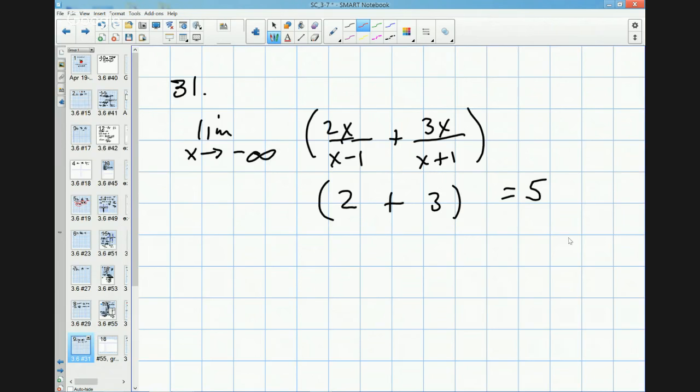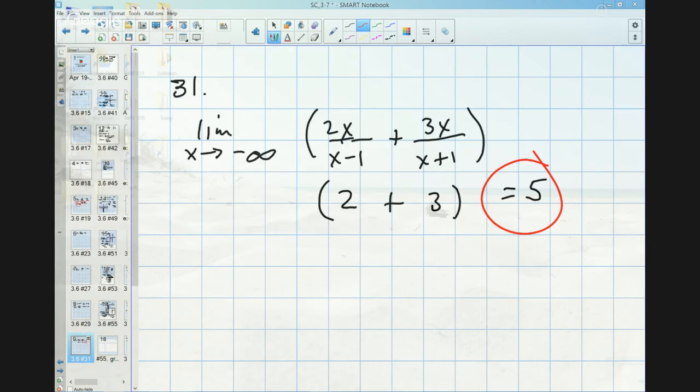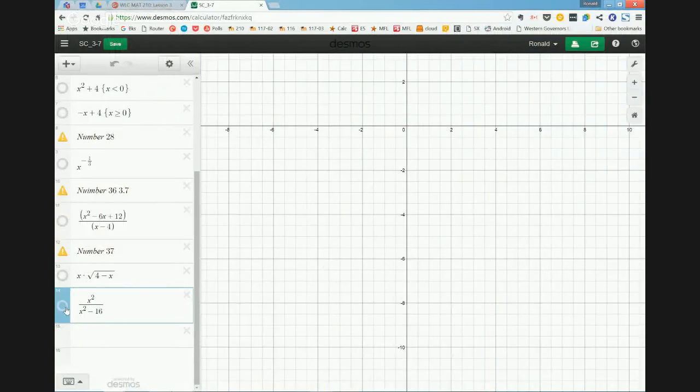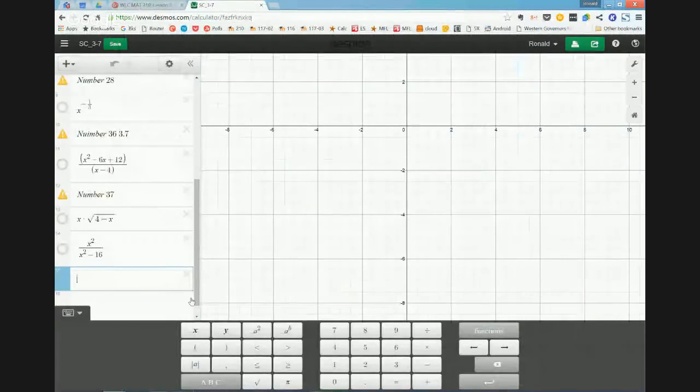So again, we could take a look at a graph. Maybe we should. Let's just take a peek at this. This is number 31. Okay, so let's go back to Desmos, and let's erase that one. Let's put this 31 in here.